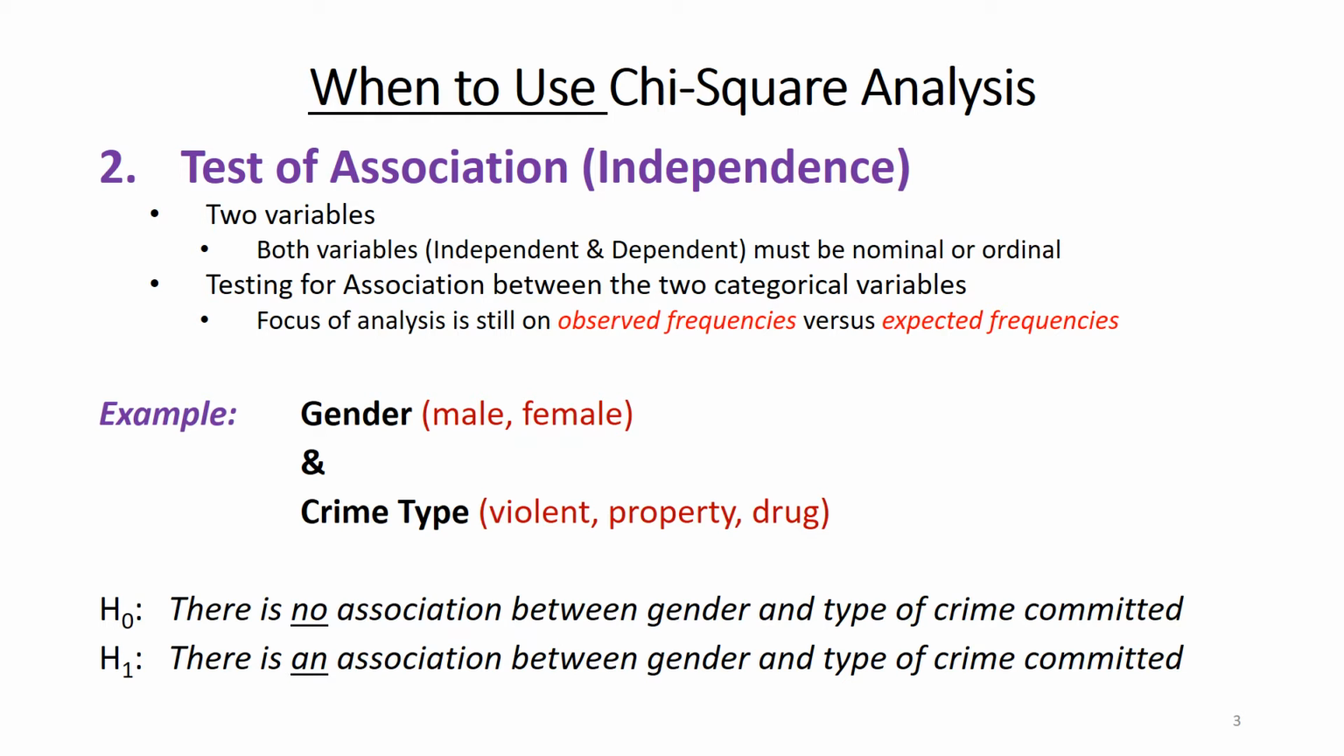If we were to set up the formal hypothesis testing steps, and we're not going to go through all the steps that we've done in previous inferential tests, but if we were trying to get an idea of what the two competing hypotheses are that we're testing with this test of association, we can look down at the bottom of the slide and see that the null hypothesis would be written something along the lines of there is no association between gender and type of crime committed, versus the research or alternative hypothesis H1, which would be there is an association between gender and type of crime committed.